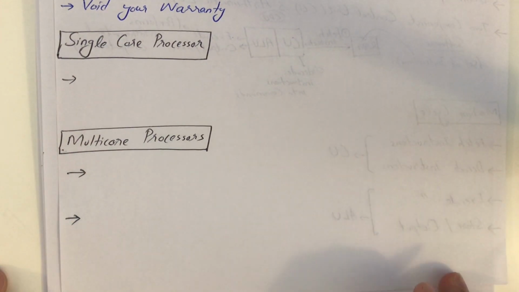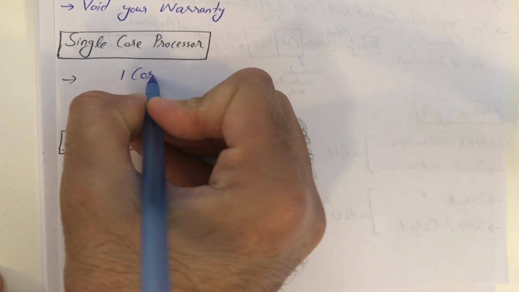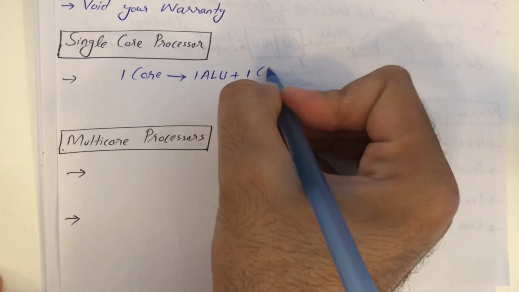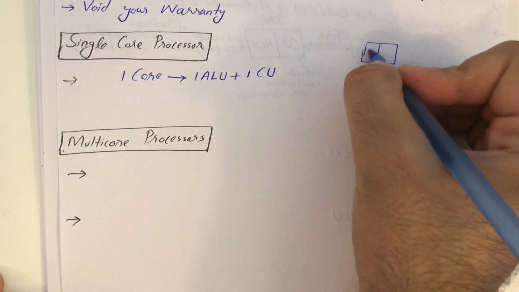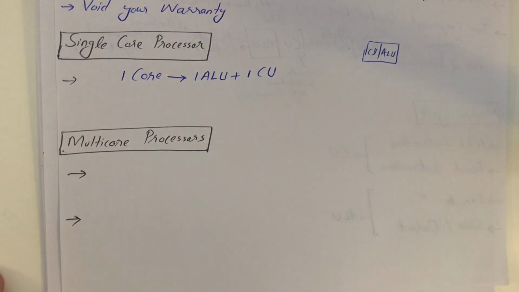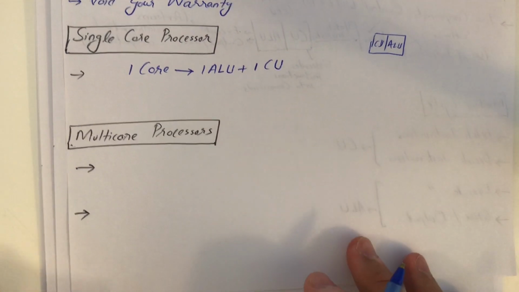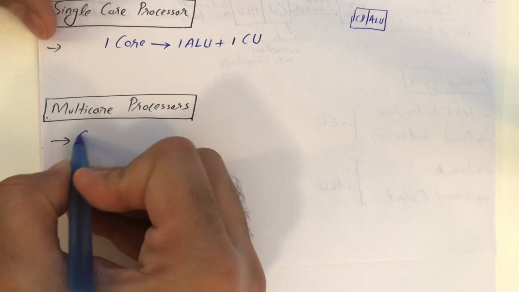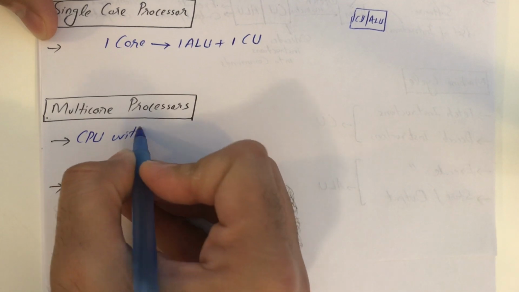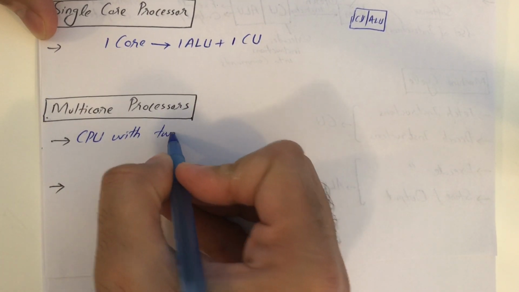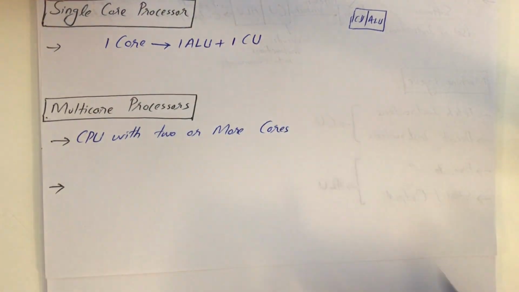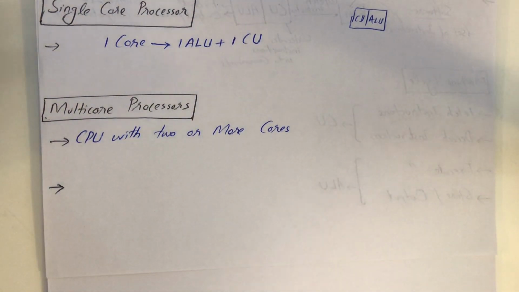Another concept about processors could be multi-core or single core. Single core or one core means a processor has one ALU plus one control unit. So if a processor has just one chip, one control unit, one ALU, that particular processor is called a single core processor. But nowadays we have multi-core processors coming in, and multi-core processors are basically CPUs with two or more cores.